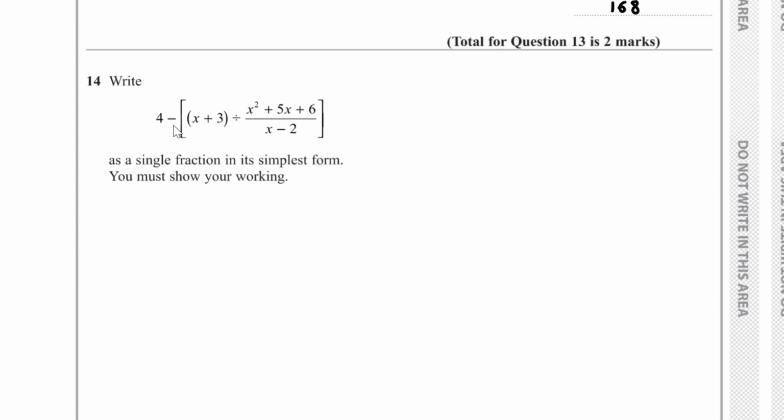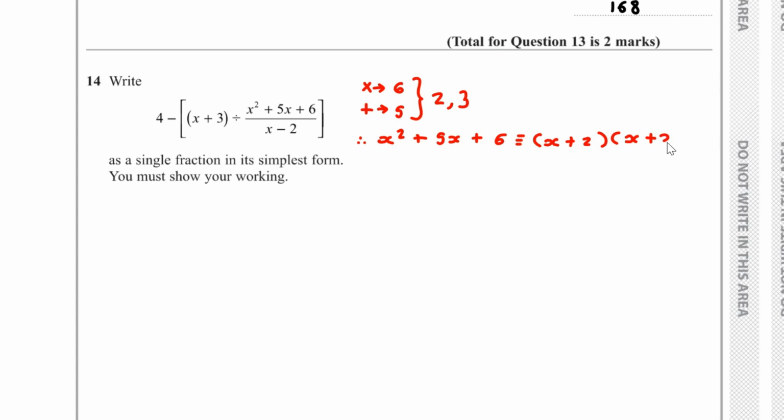Question 14, we have to write 4 minus, and then in big square brackets, x plus 3 divided by x squared plus 5x plus 6 over x minus 2. Well, here, if we concentrate on the x squared plus 5x plus 6, we need two numbers which multiply to give 6, which add to give 5. You'd find those two numbers to be 2 and 3, and therefore we can conclude that x squared plus 5x plus 6 is equivalent to x plus 2 lots of x plus 3.